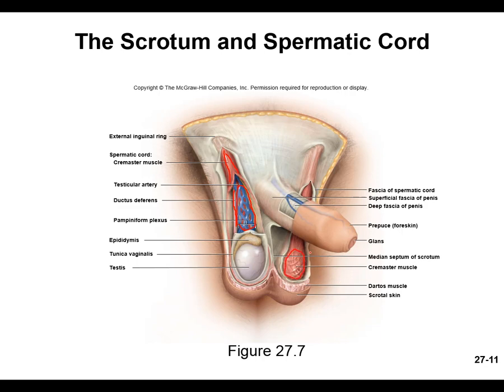And then more superficially to that, we have what's called the dartos muscle. This dartos muscle is a little bit deep to the scrotal skin, and this makes it more wrinkled on the scrotum. It also contracts when it's cold, and so it can also provide some insulation.